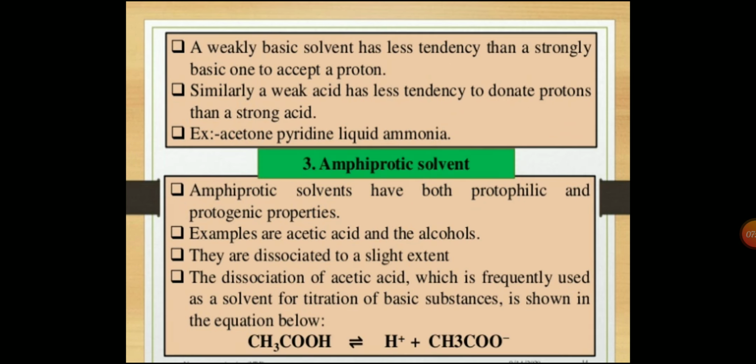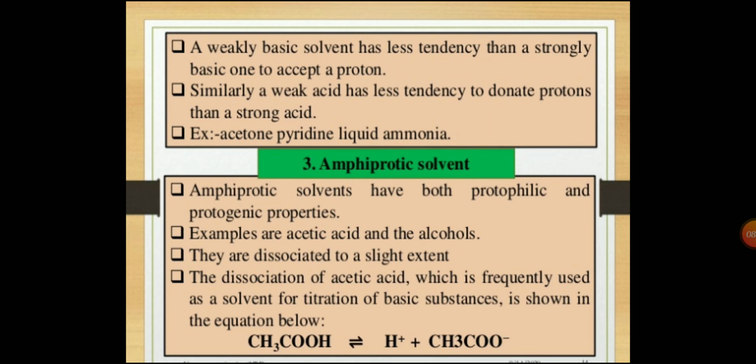So next we will go towards some points related to the protophilic solvent. Weakly basic solvent. It is weakly basic and has less tendency than the strongly basic one to accept the proton. Similarly, weak acid has a less tendency to donate the proton than the strong acid. देखो उसके नाम में ही लिखा है, स्ट्रॉन्ग एसिड है तो हाईली डोनेट रहेगा, वीकली है तो कम डोनेट रहेगा.